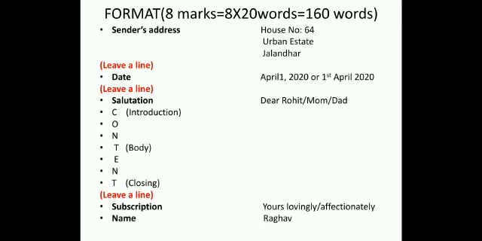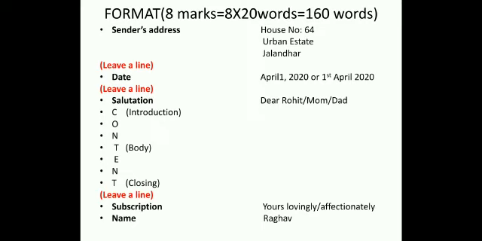In order to write the sender's address, you can use 2 to 3 lines and you can write it in this way: House number 64, Urban Estate, Jalandhar. If the sender's address is given in the question, you will be using it as it is, and if it is not given in the question, you can write any address on your own.